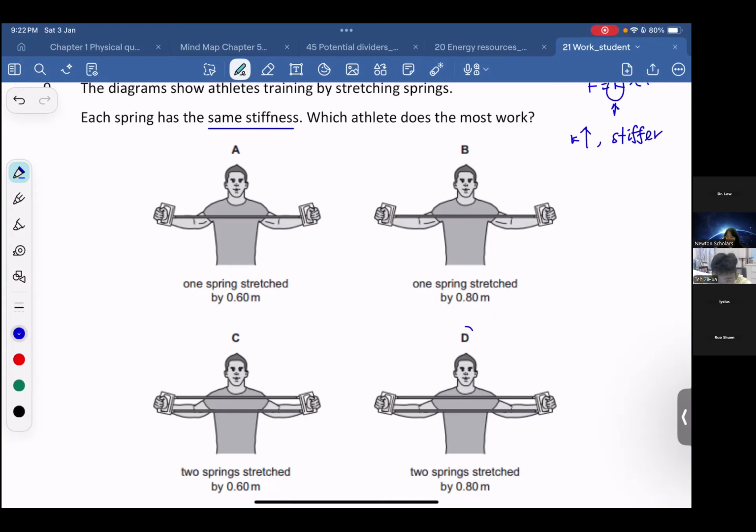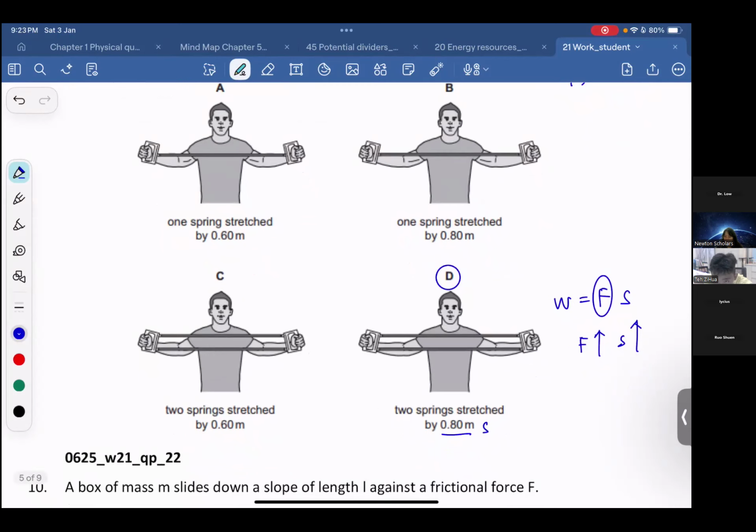Answer is D. Why? W equals Fs. So you got two springs. You need to stretch the two springs compared to only one. Which one do you need to apply more force? Of course, the two springs here, you need more force. F more. Of course, then you ask, hey teacher, why not C? C also got two springs. But here, the distance stretched is actually higher, a larger distance. So answer should be D.